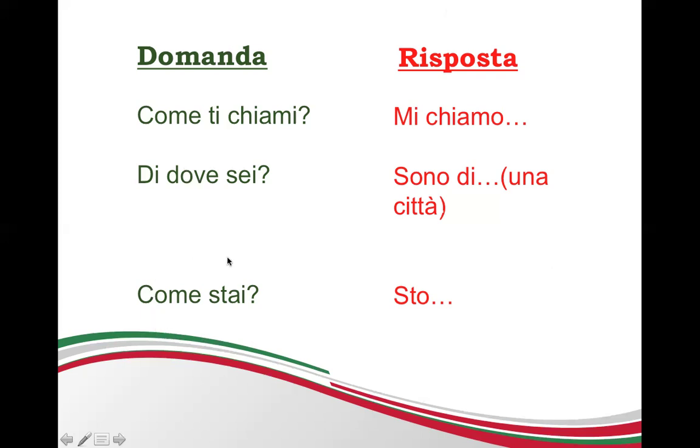And then we have come stai. How are you doing? And this one, you have a lot of options, which we went over in the vocabulary, and you've got in your vocabulary sheet. Sto bene. I'm all right. I'm doing okay. Or I'm fine.